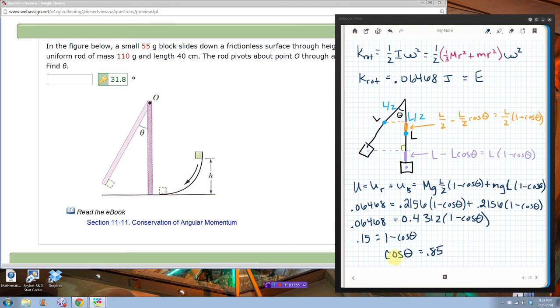I do an inverse cosine of both sides, and I end up with theta equal to the inverse cosine of 0.85, which is 31.788 degrees, which they rounded to 31.8, okay?